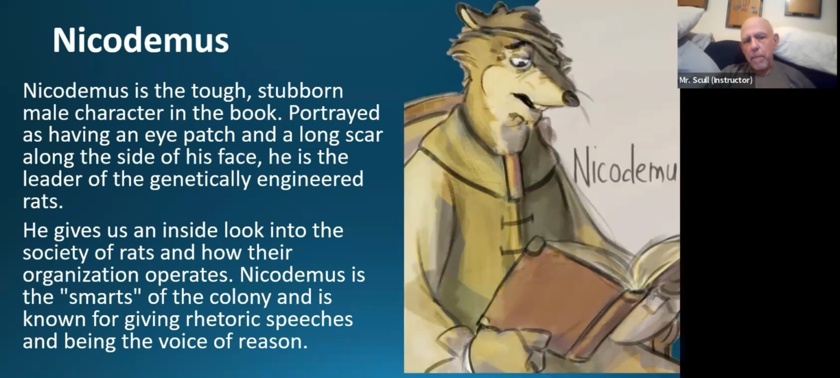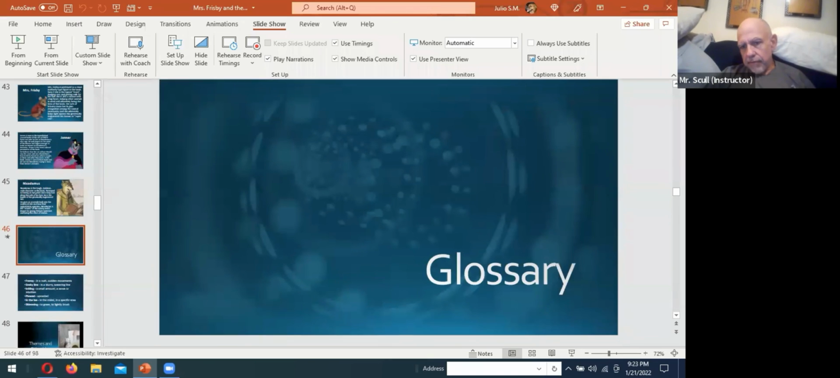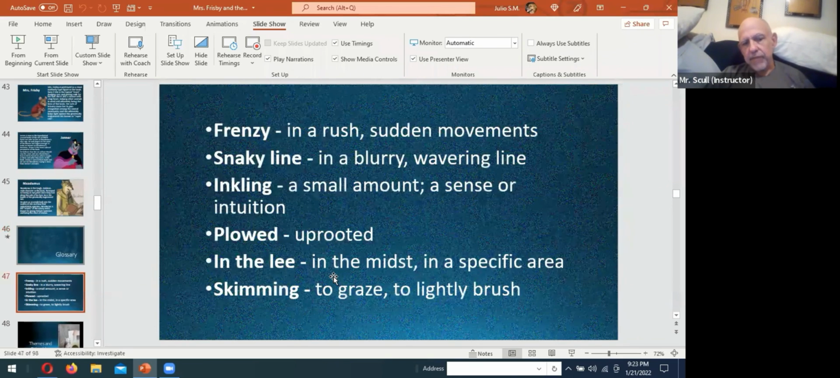Nicodemus is the tough, stubborn male character in the book, portrayed as having an eye patch and a long scar along the side of his face. He is the leader of the genetically engineered rats. He's the leader of the smart rats. He gives us an inside look into the society of rats and how their organization operates. Nicodemus is the smarts of the colony and is known for giving rhetorical speeches and being the voice of reason. So those are the characters, and next week we're going to do the glossary. Glossary is the words that we can learn from, like frenzy and stuff like that. So we'll do that next week.